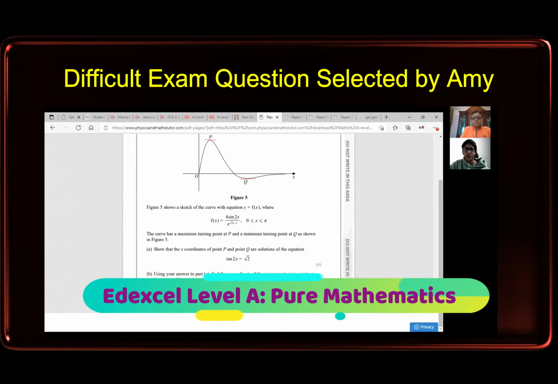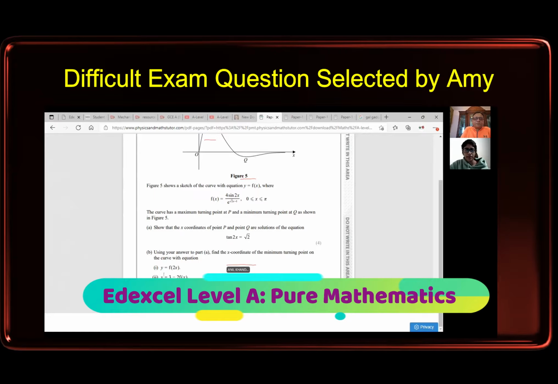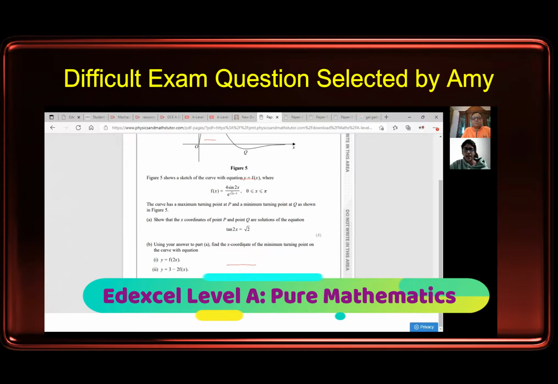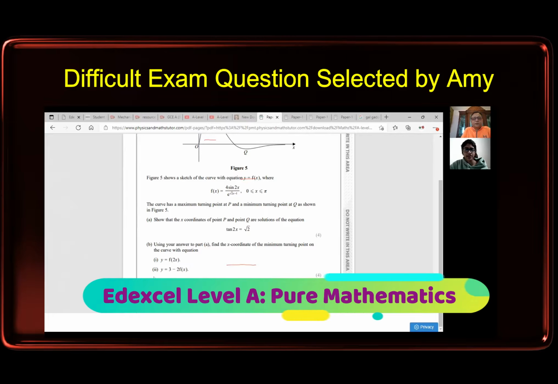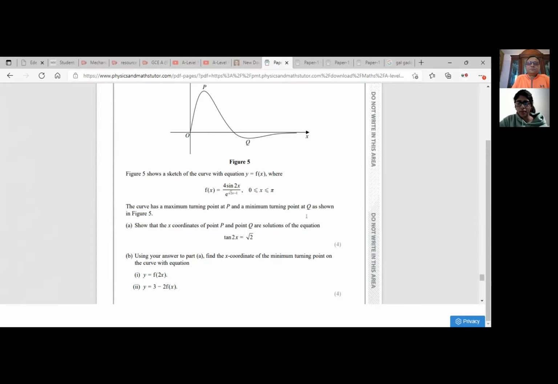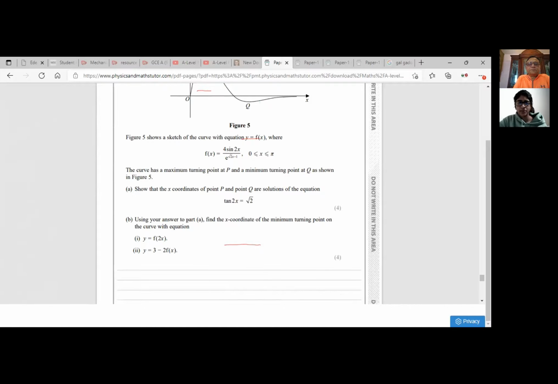Okay, so figure 5 shows a sketch of the curve with the equation y equals f of x, where f of x is 4 sine 2x over e to the power of root x minus 1, where x is between 0 and pi, both included. The curve has a maximum turning point at P and a minimum turning point at Q, as shown in figure 5. Part A, show that the x-coordinates of points P and Q are the solutions of the equation tan 2x equals root 2. Then part B, using your answer to part A, find the x-coordinate of the minimum turning point on the curve with equation y equals 3 minus 2 f of 2x.